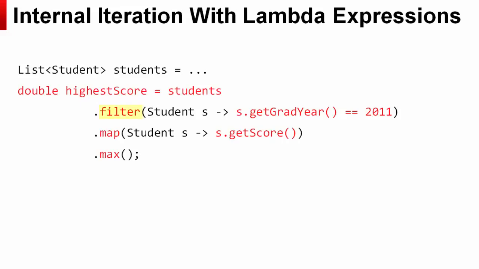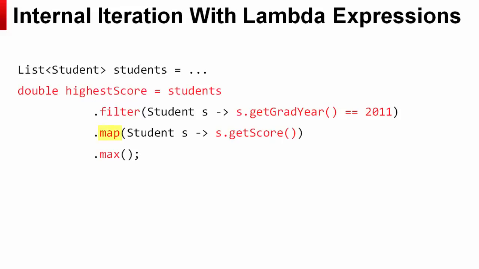For filter, we have a method whose parameter, in this case, is student S. That's the left-hand side of the arrow. The body of the method is to return whether the graduation year is 2011 or not. And immediately you can see that this is not like a method as we're used to, because there's no explicit return statement. So the compiler will infer from the fact that we're comparing graduation year to 2011 that the result is going to be a boolean.